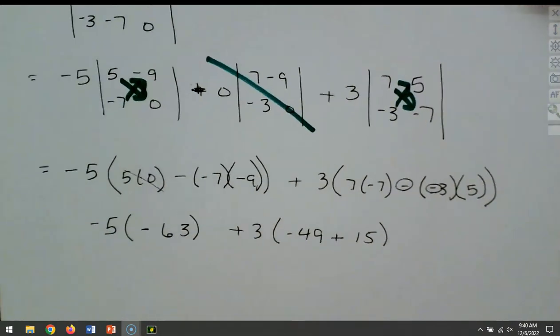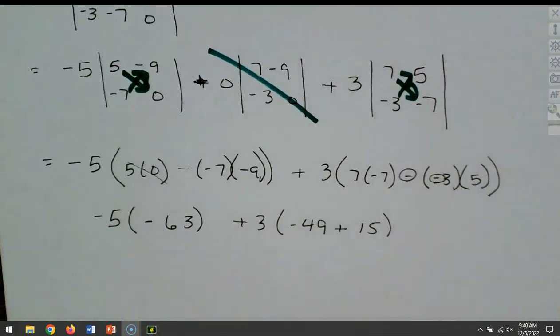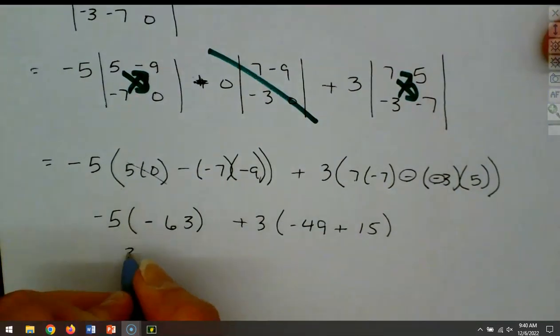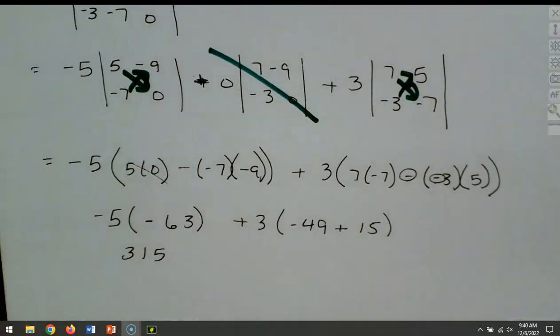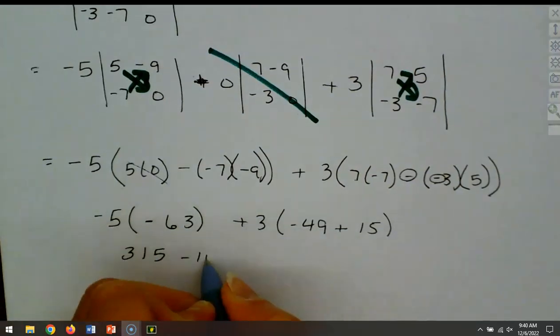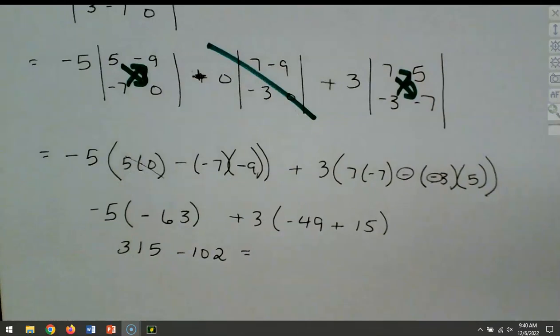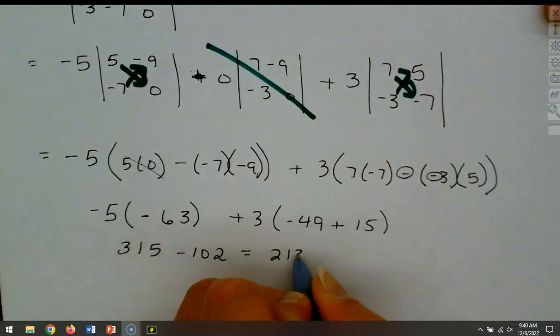Okay, we're going to break this down. 5 times a negative 63. It's negative and negative makes it a positive 315. And then we've got a negative 49 plus 15 times 3, that makes it a minus 102. And 315 minus 102, that makes that 213.